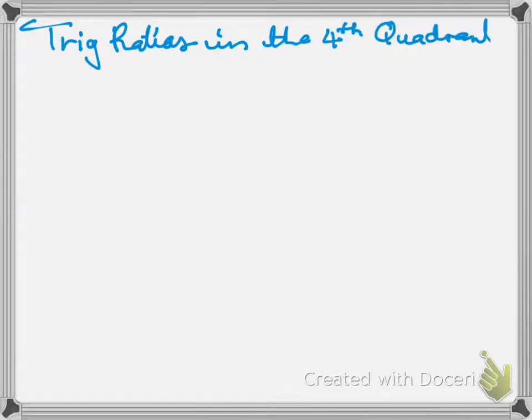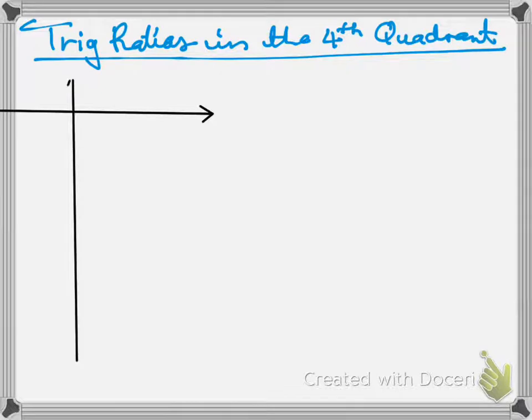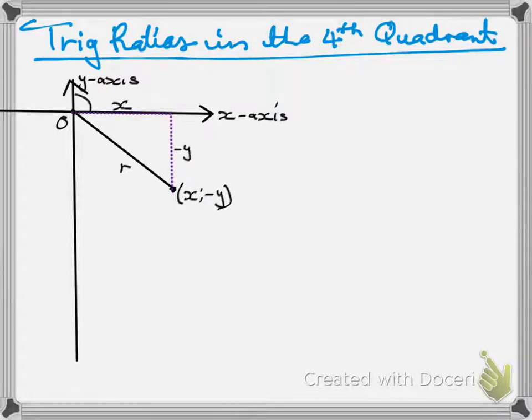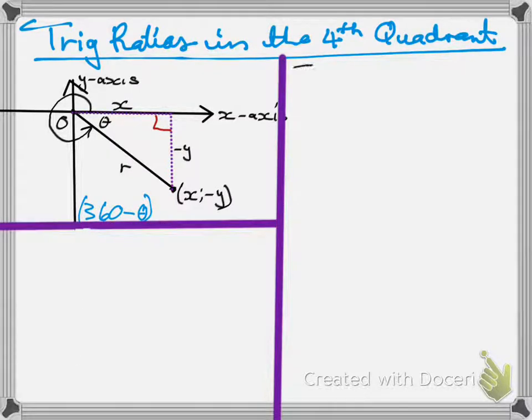So here in the fourth quadrant, you must know that the x coordinate is positive, and the y coordinate is negative. And in this quadrant, the angle is 360 minus theta. 360 minus theta. It's almost a complete revolution there. So again, it's a reflex angle.